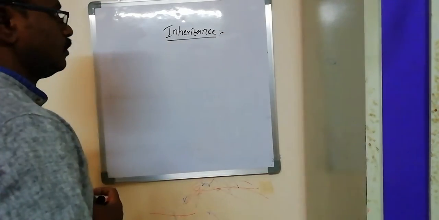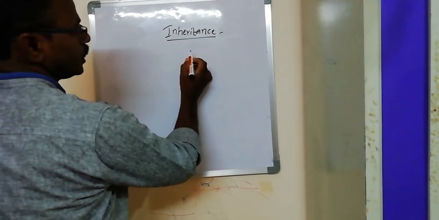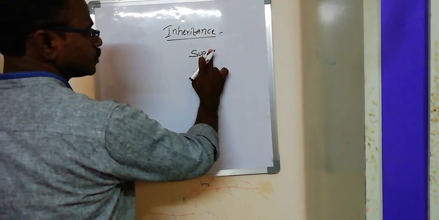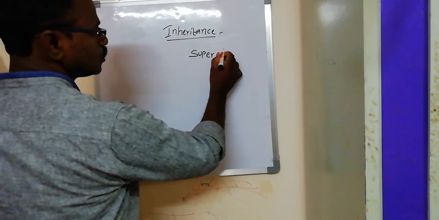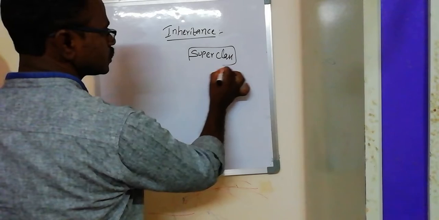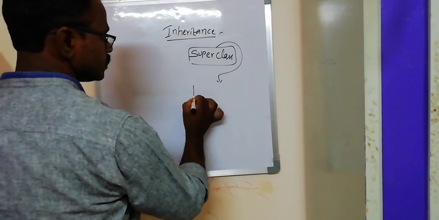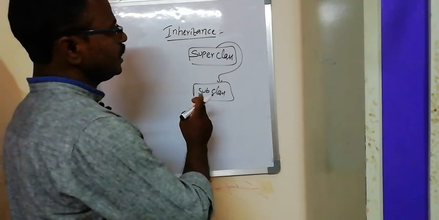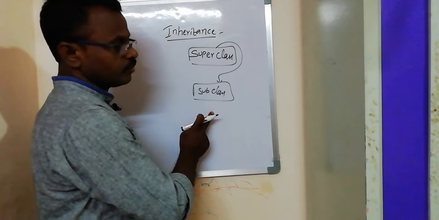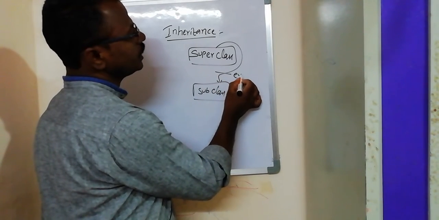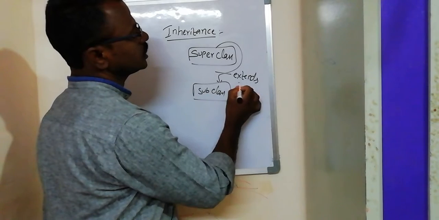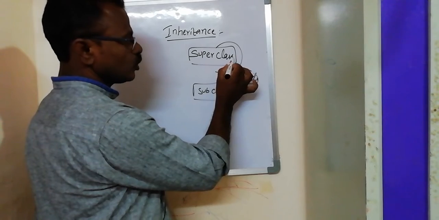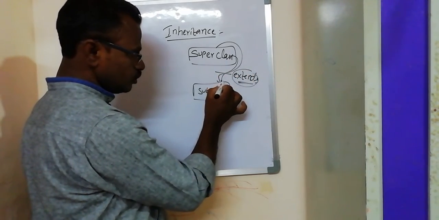Inheritance concept in Java. Inheritance means reusability. That means superclass properties inherit in the subclass. We can inherit superclass properties in the subclass using the keyword extends. Using the keyword extends, the properties of the superclass can be inherited into the subclass.